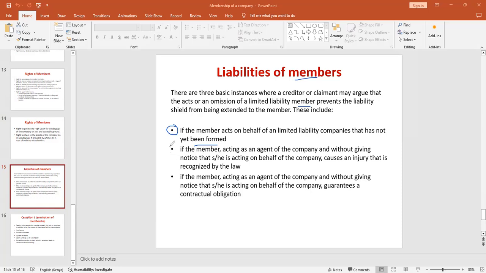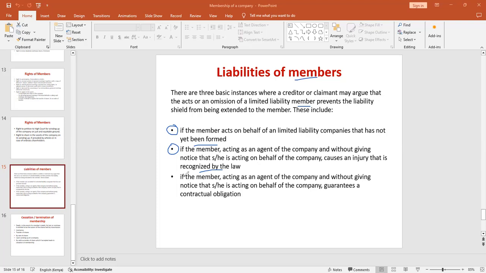Number two, if the member acting as an agent of a company without notifying the company causes a problem or an injury recognized by law. So maybe you commit a tort, you commit a breach of contract, and you are acting on behalf of a company, yes, but you did not notify the company. So it means you went out on your own, and whatever you're doing is not binding the company. In this case, you become liable.